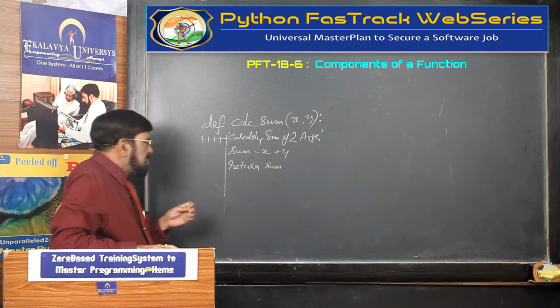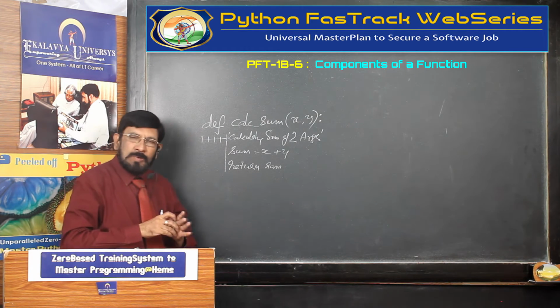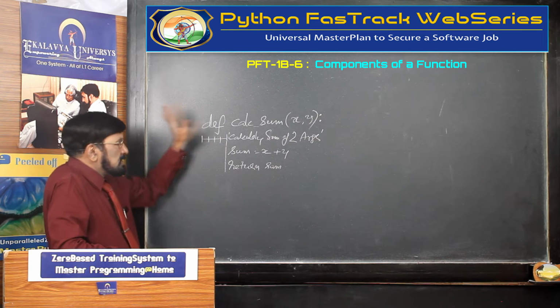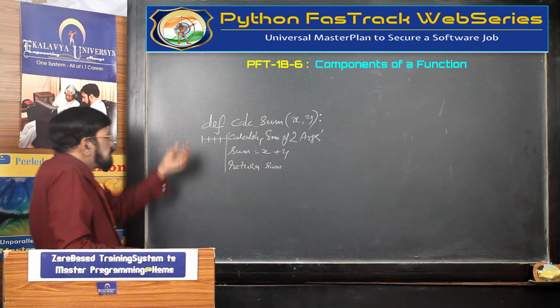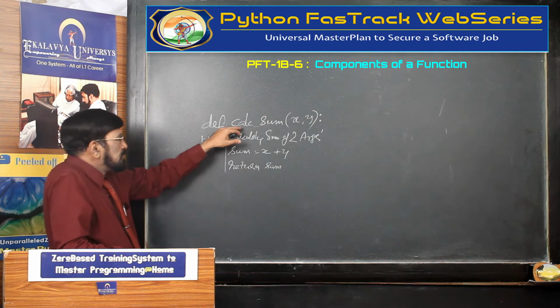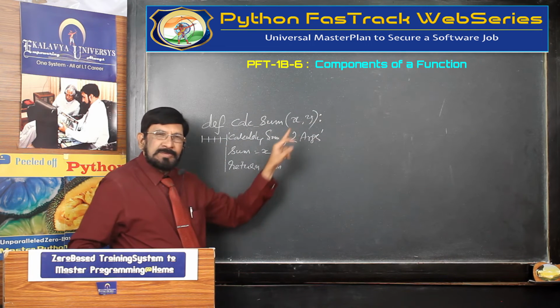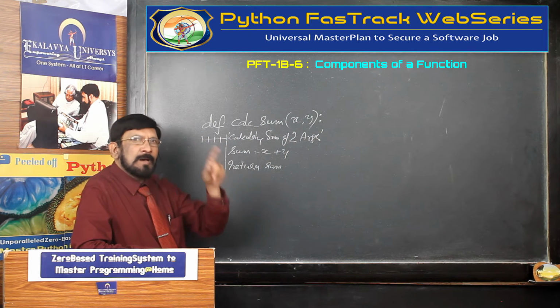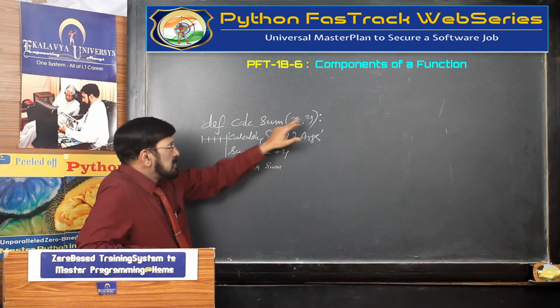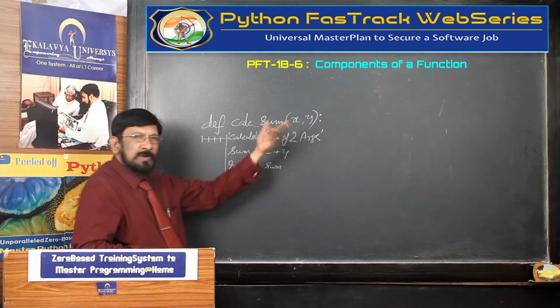So this is the definition. Now I explain all the terminology with reference to this. Okay, this is the function header. In the function header, what are the components? One is the name of the function, and the second one, these are called parameters or formal arguments. Parameters are formal arguments. Okay, don't confuse with that. So here we write that whatever number.